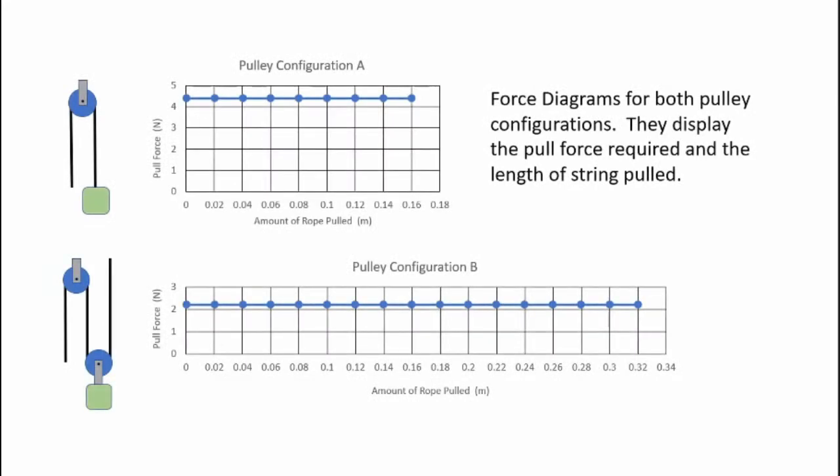Now let's take a look at the force distance diagrams to determine the work that was done for each system. Here's a graphical representation of the forces involved with our two systems. Here's our simple pulley system. We see we had to apply a 4.4 newton force to the string to suspend the weight. In order to move the weight up 0.16 meters, we had to pull 0.16 meters of string through the pulley system. Now here's our more complicated pulley system. And we had to pull on the string with a force of 2.2 newtons. But in order to raise the weight 0.16 meters, we had to pull 0.32 meters of string through the pulley.